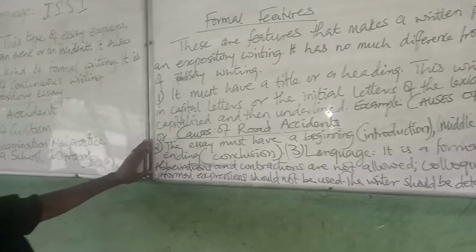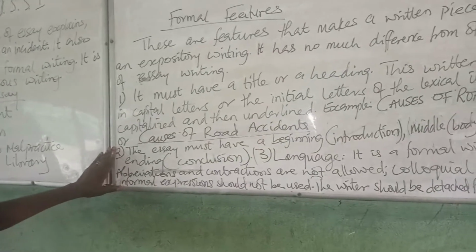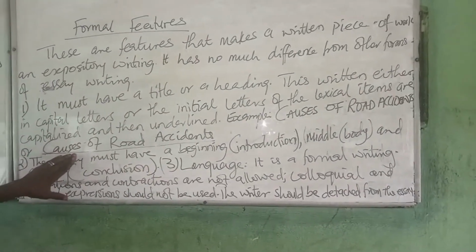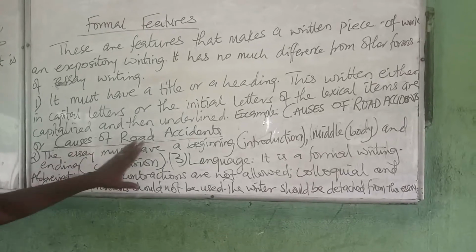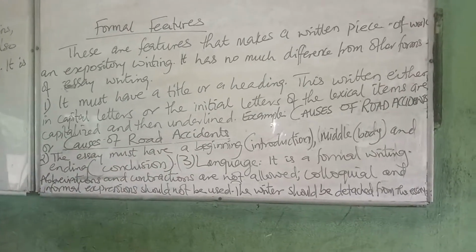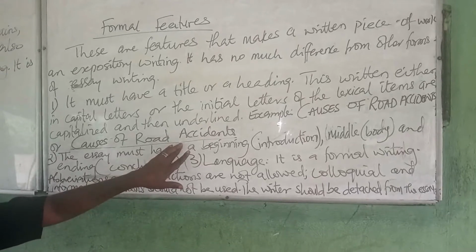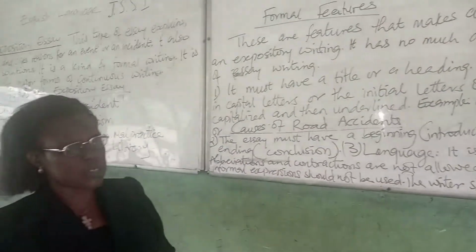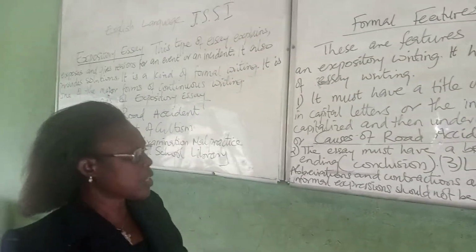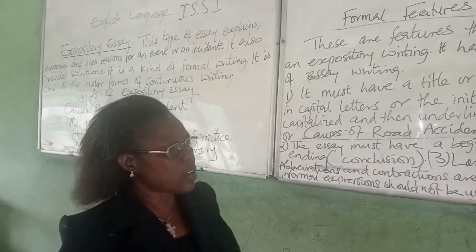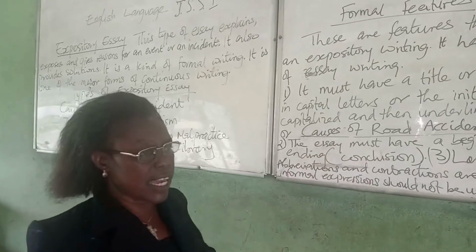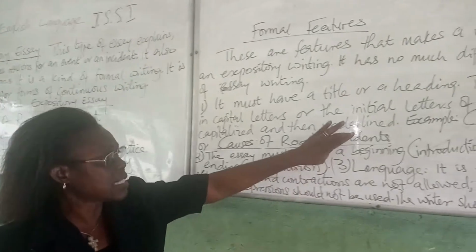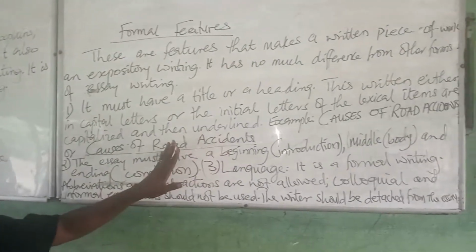Then the essay will have an introduction, that is the beginning. For instance, if you are writing this one now, your introduction will explain what we mean by road accident. Remember, by the word accident, we have many types of accidents. You have air accident, which involves plane crash. You have sea accident, which involves a ship, boat, and so on. You have a road accident, which involves vehicles, even pedestrians. So when you talk about accidents here, you explain accident and refer it to road.